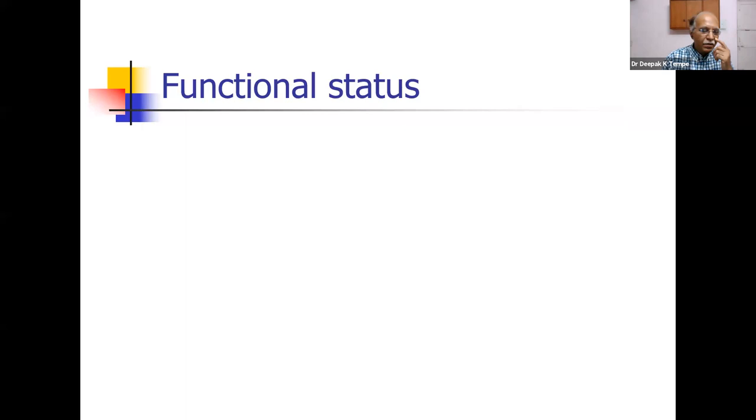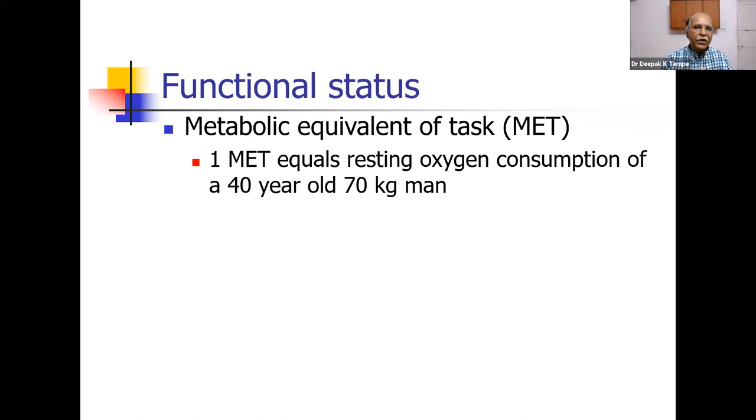And that's the reason why you have certain deaths in some of the patients. And you come to know that he has an inherent or indwelling coronary artery disease, which remained undiagnosed because he was asymptomatic altogether. So, but for these exceptions, functional status is a very good parameter. It is measured in terms of metabolic equivalent of task, and one MET equals the resting oxygen consumption of a 40-year-old, 70-kilo man.